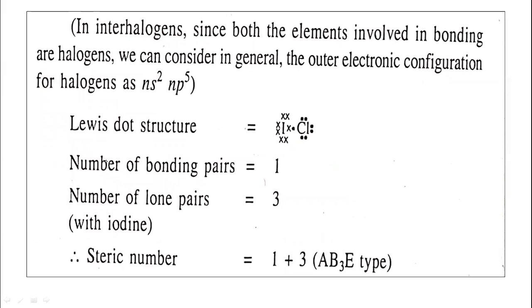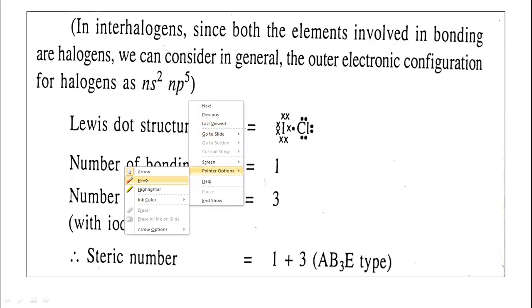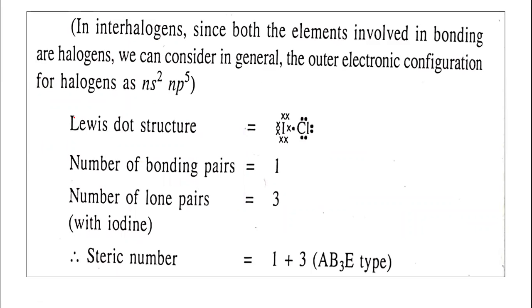Now in interhalogens, since both the elements involved in bonding are halogens, we can consider the outer configuration of halogens as ns2 np5. That is the general electronic configuration of the halogens. 7 valence electrons are there.